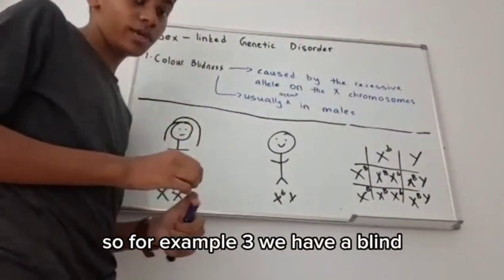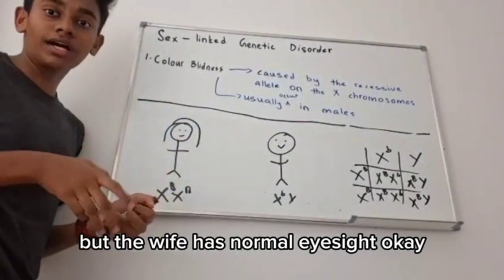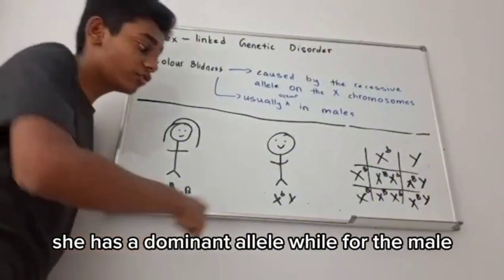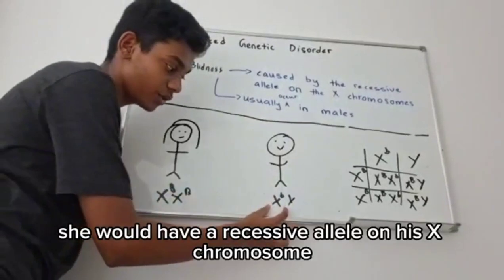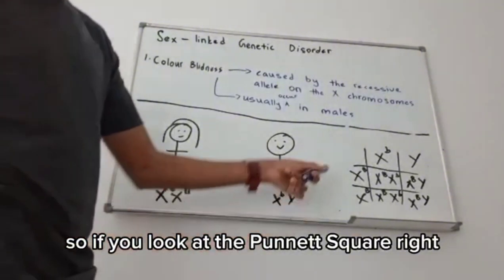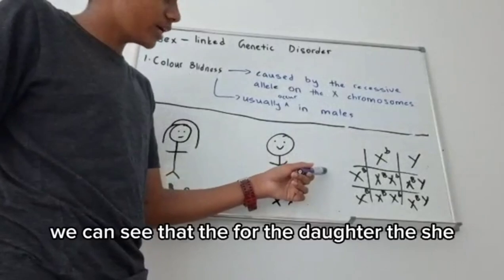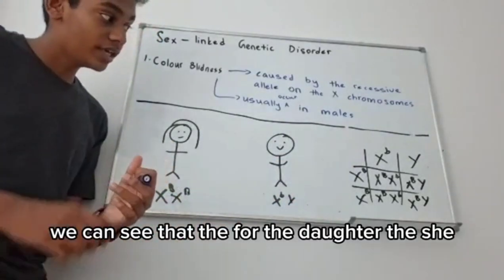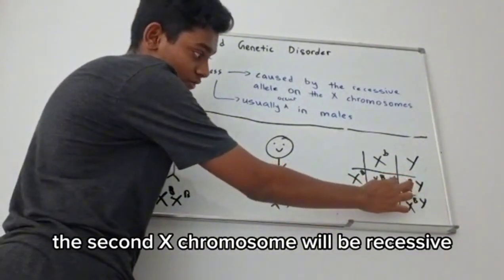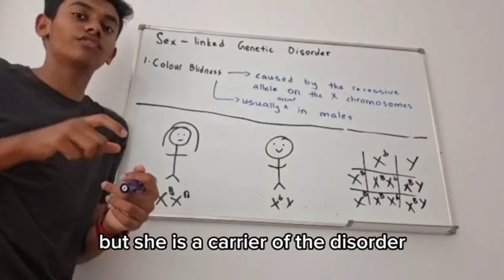So for example 3, we have a colorblind man, but the wife has normal eyesight. Okay, so that means the wife has both X chromosomes with a dominant allele, while the male, the father, will have a recessive allele on his X chromosome, causing him to have color blindness. So if you look at the Punnett square, right, we can see that for the daughter, the first X chromosome will be a dominant one, the second X chromosome will be recessive, same for the other daughter. Therefore, she is healthy, but she is a carrier of the disorder.